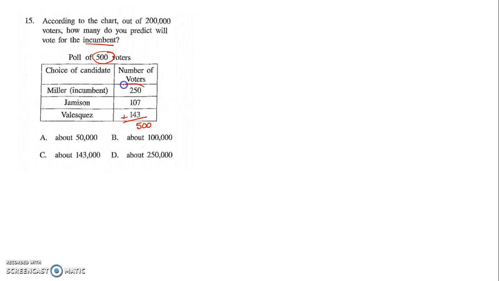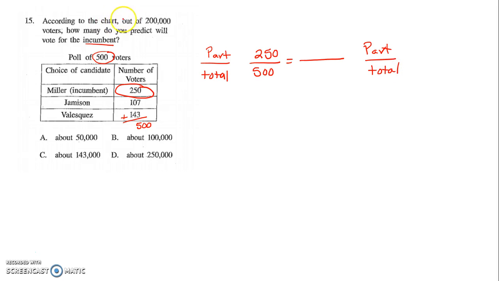So here in our poll, we know 250 voted for the incumbent out of 500. This is just a part over total. So if we know 250 polled out of the 500 total polled voted for the incumbent, we can predict how many out of 200,000 would vote for that incumbent. So the whole key is, is the 200,000 the part or the total? That's the total number of voters.